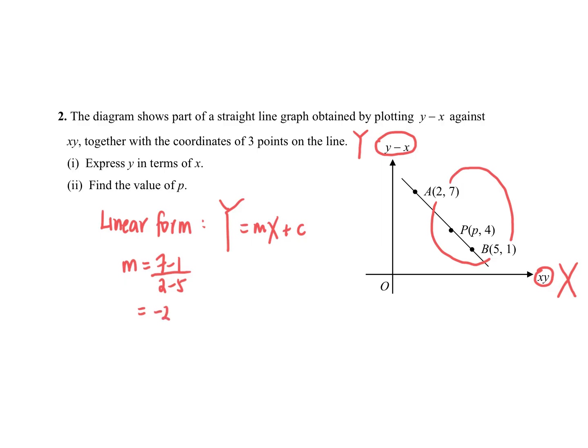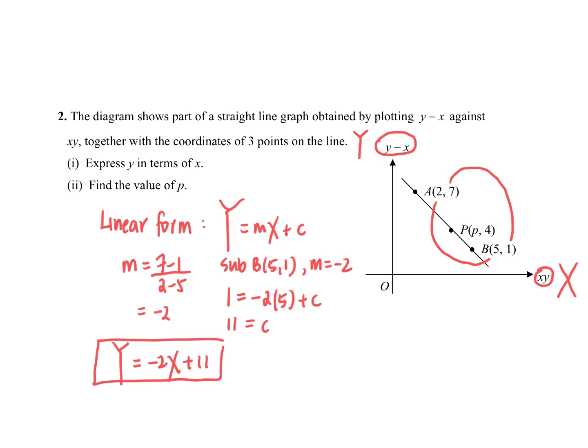Now I want to find my y-intercept. I substitute in any one point on the line. So I put in, then it will give me 1 minus 2, 5, C. So C is 11. So my equation is this. This is that straight line you see there. This straight line that you see here has this equation. This is the linear form.